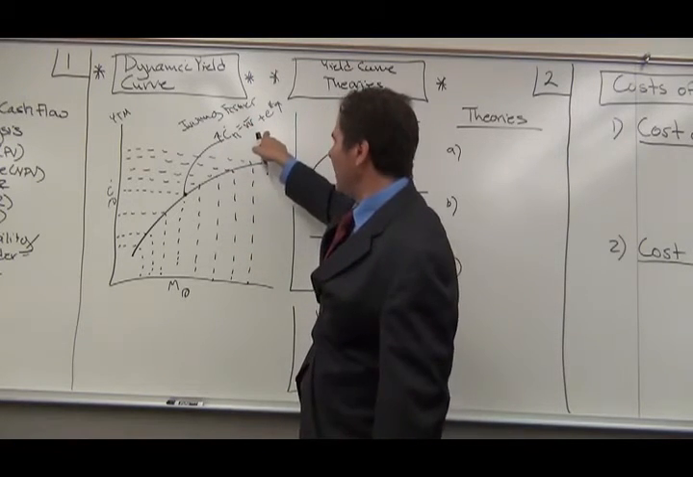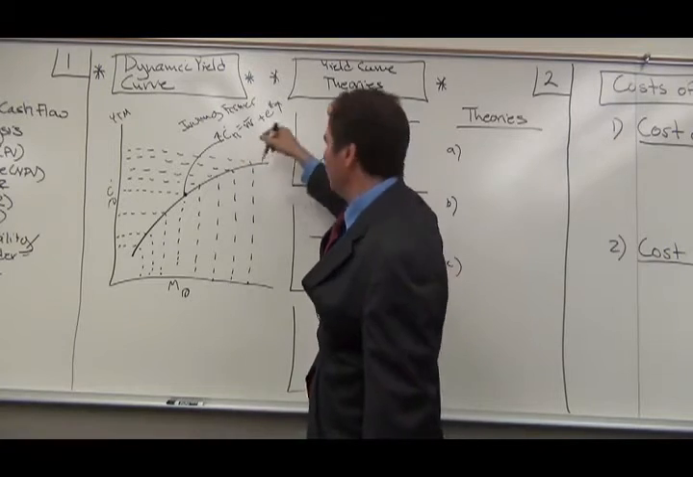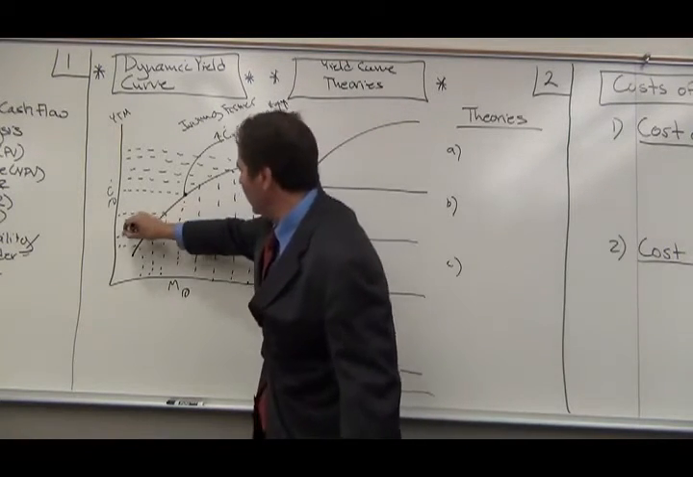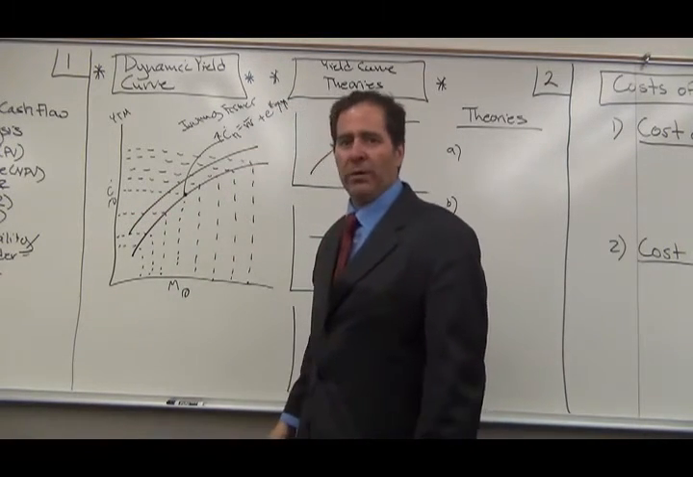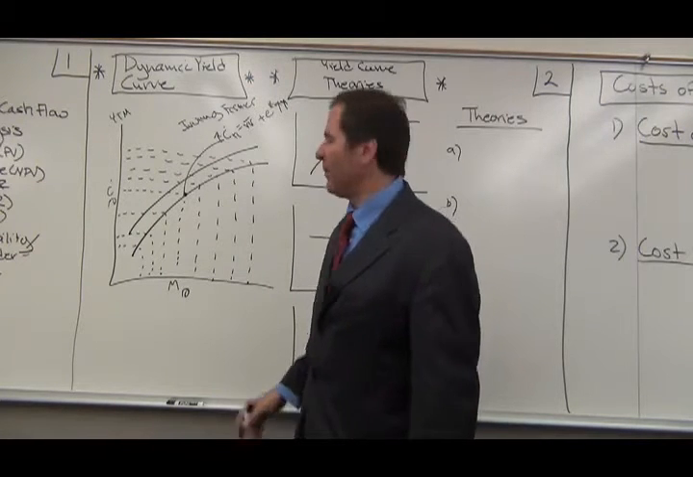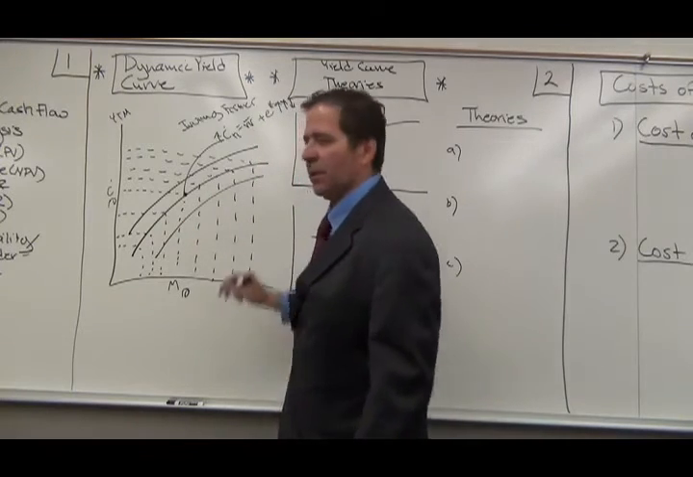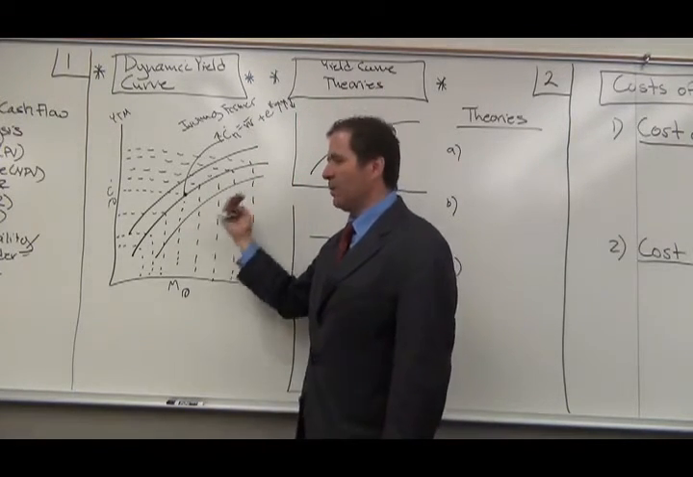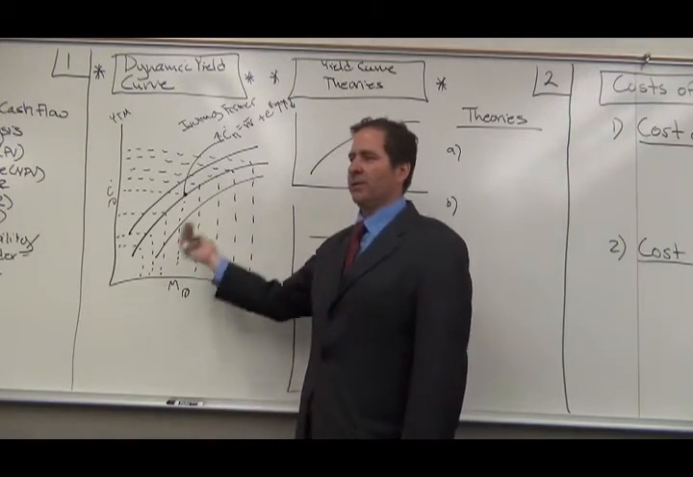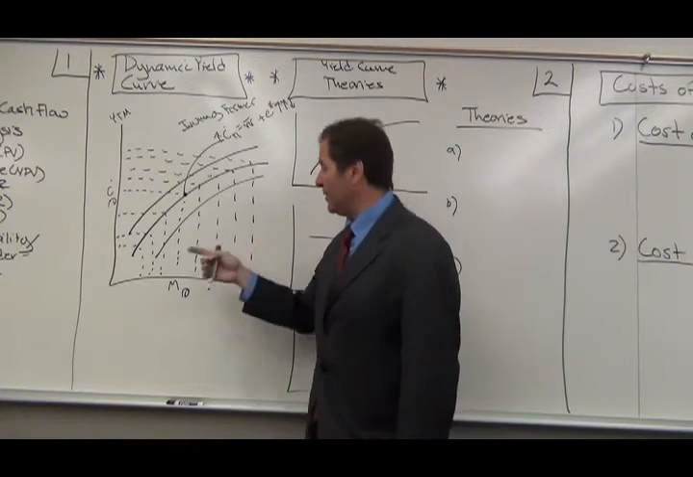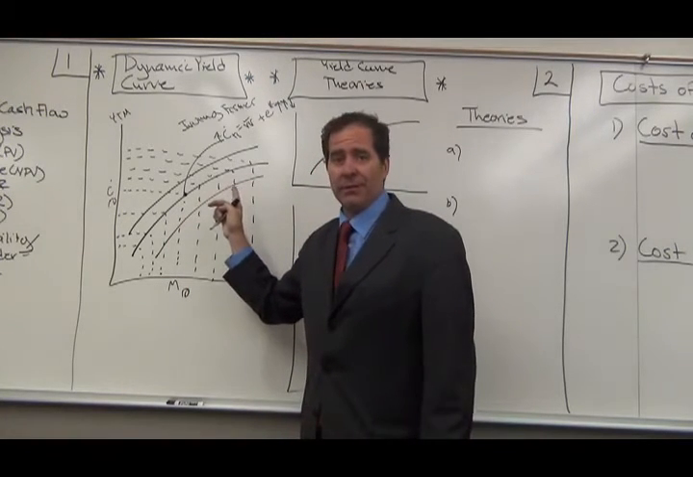So if inflation expectations, holding the real rate constant, go up, then the yield curve overall will shift up. If inflation expectations go down, the yield curve will shift down across what is called the yield curve. It's also called the curve. It's also called the term structure of interest rates.